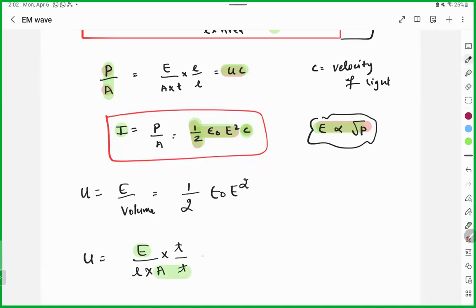Can we say this is equal to intensity upon speed of light? Correct? You can say energy density is equal to intensity upon this, and also equal to 1 by 4 pi epsilon naught E square. So what will be the intensity value? C, go to another side.